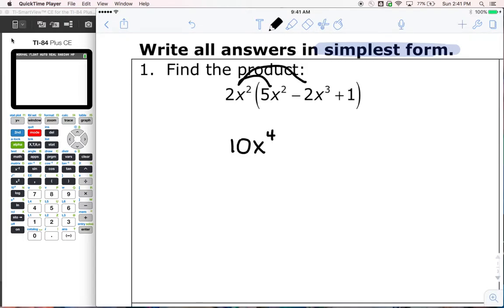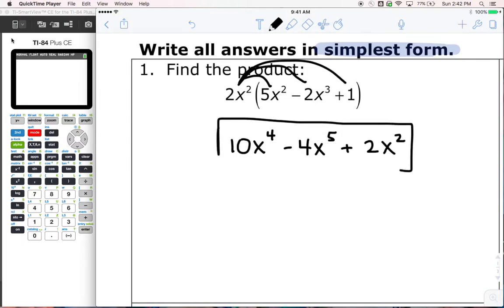So 2 plus 2 is 4. 2 times negative 2 is going to be negative 4. And then what about my x's? Looks like I've got 2 and 3. Remember, we're adding these, so I get 5 for my exponent. And then finally, 2x squared times 1, well, anything times 1 is just itself, so it stays positive 2x squared. Now, I do not have any like terms because all these exponents are different, which means that is my final answer. That's all I got.